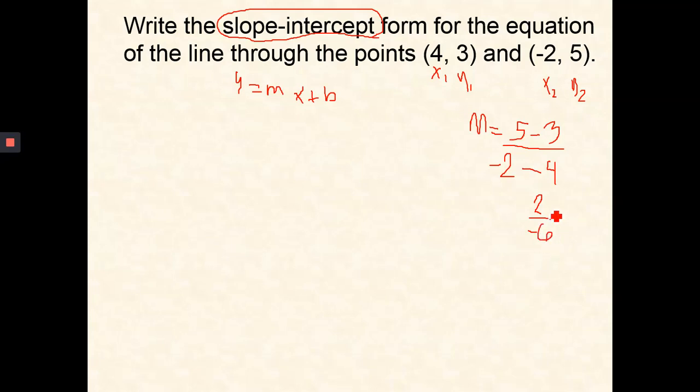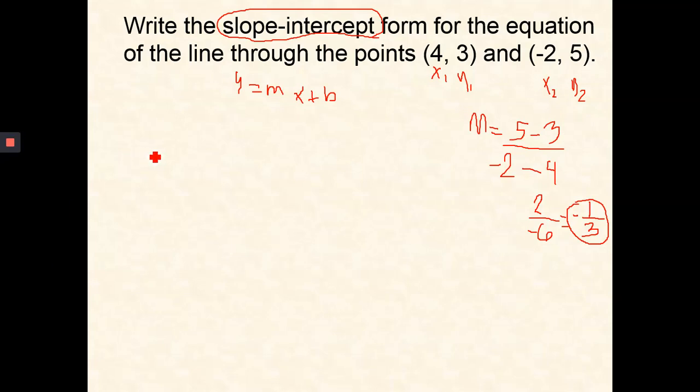Okay, this time, your answer is a fraction. Always make sure that it is in its simplest form. So, you need to get the common factor of 2 and 6, and that is 2. So, 2 divided by 2, that is 1. And then, 6 divided by 2, that is 3. Therefore, the slope is negative 1/3. Okay? That is the slope already.